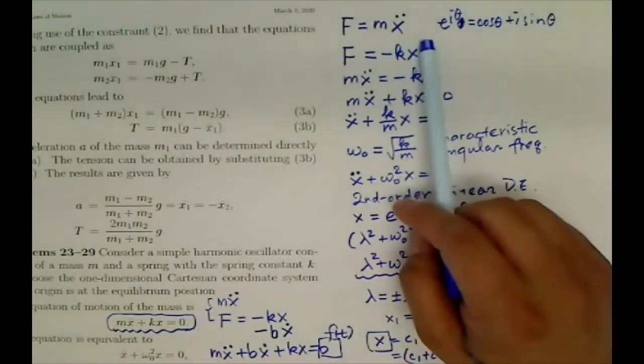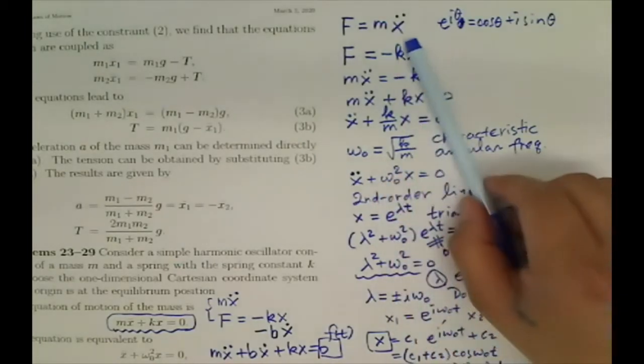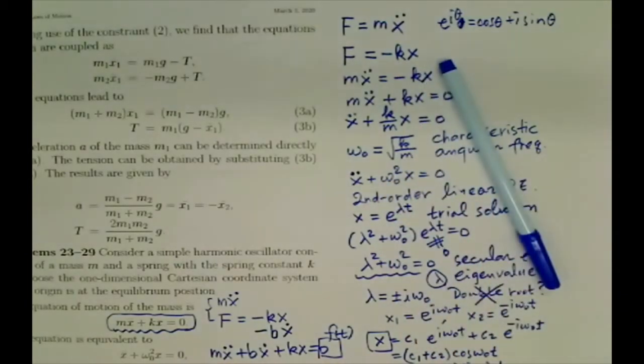Newton's second law states that force is mass times acceleration. And then, if I consider a spring, the restoring force of a spring is minus kx. Here, x is the displacement from the equilibrium position, where the spring is relaxed so that it does not have any restoring force at all.